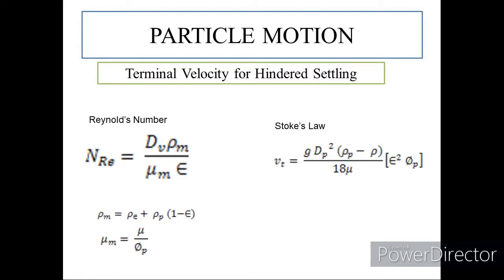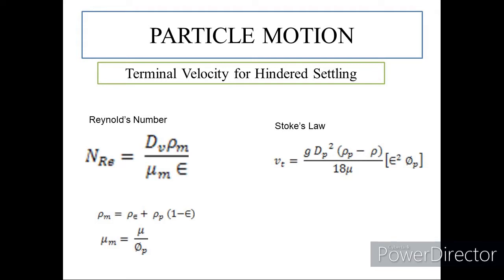So these are the formulas to be used if we already determined the k values for hindered settling. Ito naman yung mga formulas to be used for getting the terminal velocity in a hindered settling period. And also, hindi lang k ang pwede natin gamitin, yung equation ng k for the free settling period, yung na-discuss ko kanina.